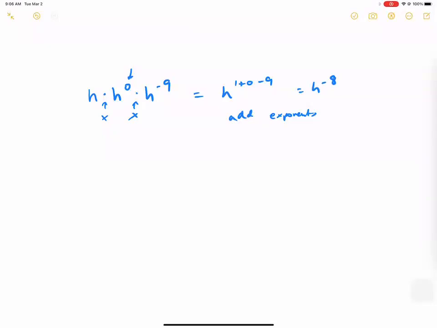We could do this. If we rewrite this, since it's a negative exponent, it goes on the denominator because you're not from around here. So we moved it to the bottom.